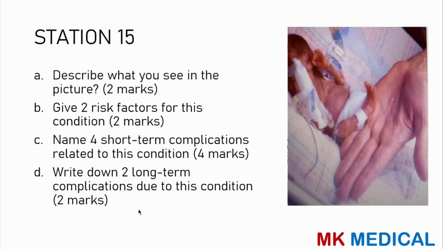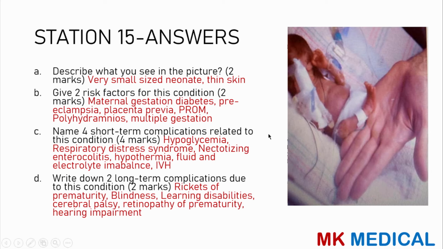So here comes the answer. So this is obviously a very small-sized neonate. As you can see here, they're almost fitting in the palm of this person's hand, and their skin appears to be very thin, so they usually have this fragile skin. And so this is obviously prematurity.